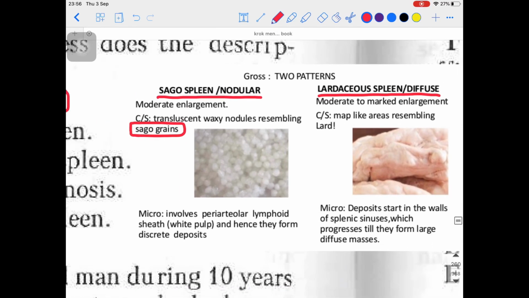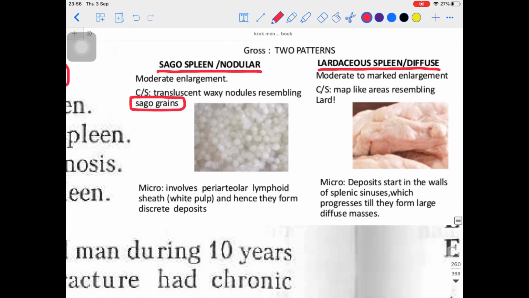On the other hand, Lardaceous spleen, moderate to marked enlargement. Clinical signs, map-like area resembling lard. What is lard? Lard is a kind of animal fat. You can see, not looking very nice. Microscopically, deposits start in the wall of splenic sinusoids. Very simple, just remember this. In Sago spleen, deposits interfere with the white pulp. In Lardaceous spleen, they interfere with the splenic sinusoids, which are part of the red pulp.